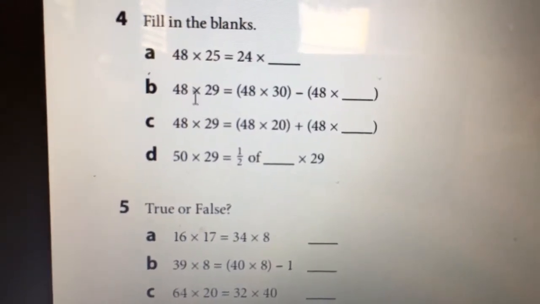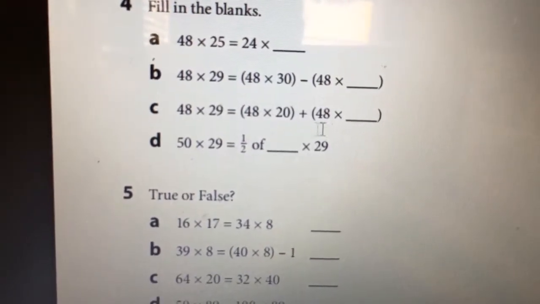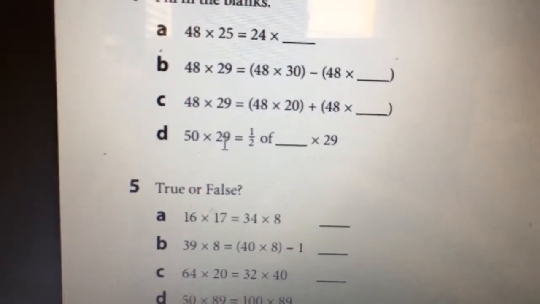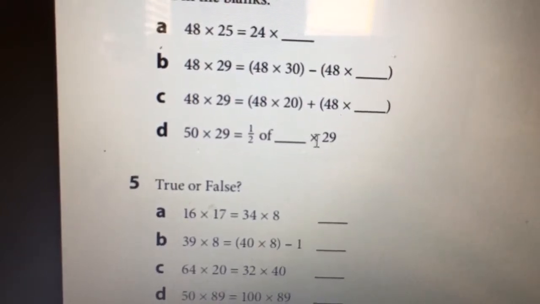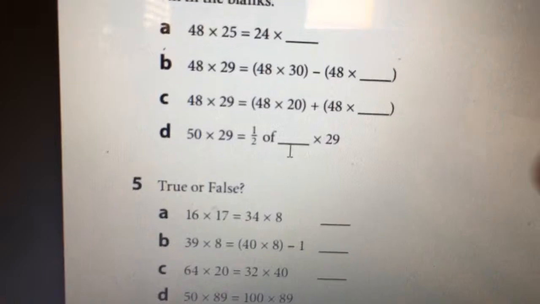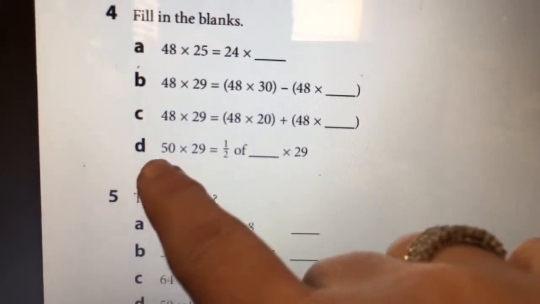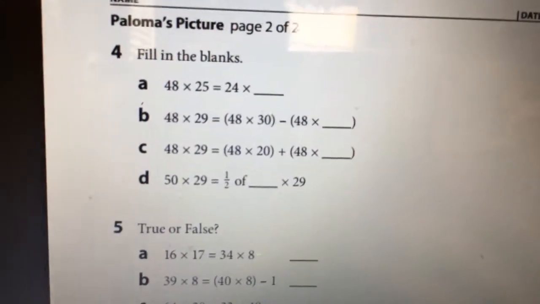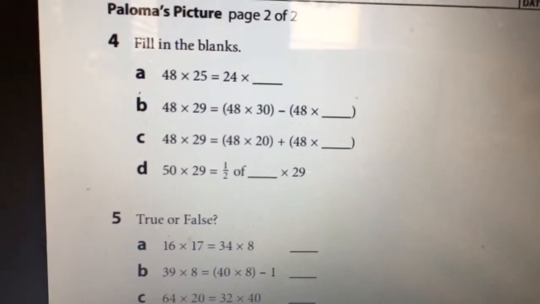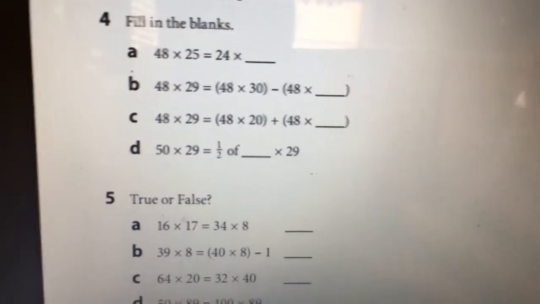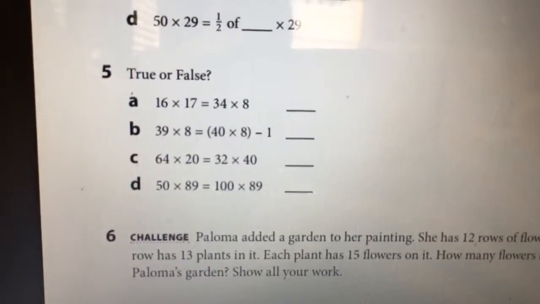And so this one is another strategy. It's the same problem, 48 times 29, but this time it's 20 plus 9 equals 29. And then 50 times 29 equals half of 100 times 29. So half of what is the same thing as 50? That's what I would ask the kids. Half of what is the same thing as 50? So half of a bigger number, right? So that bigger number, I multiply 50 times 2 to equal half of itself, I guess.